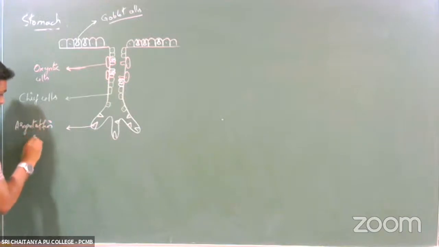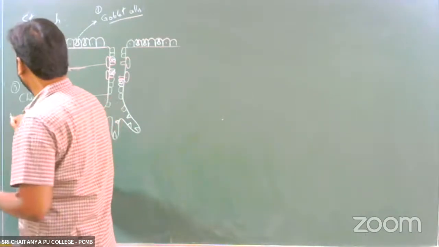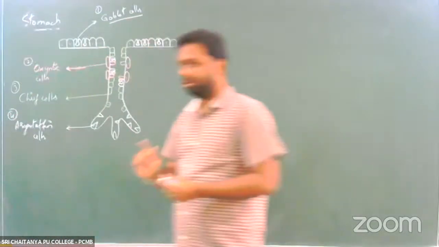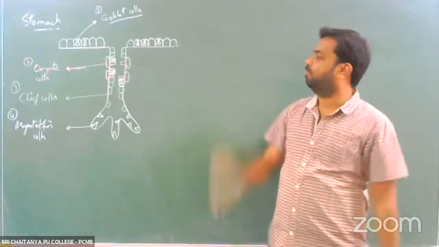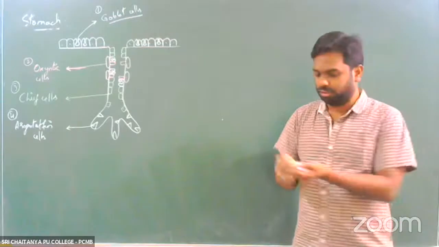Argentaffin cells. So these are the fourth type of cells that we have drawn. Goblet cell is number one, oxyntic cell number two, then we have the chief cells being number three, then we would have the argentaffin cells being cell number 4. Now, along with these 4 cells, there are other cells also present.